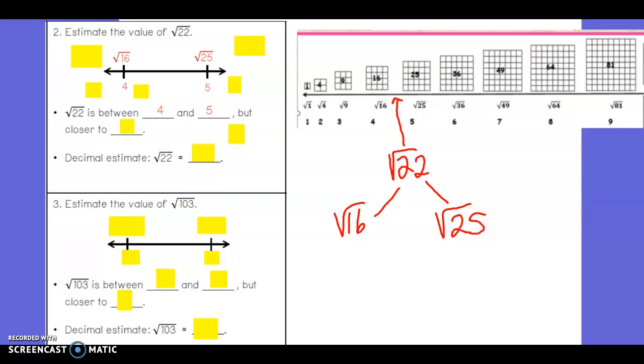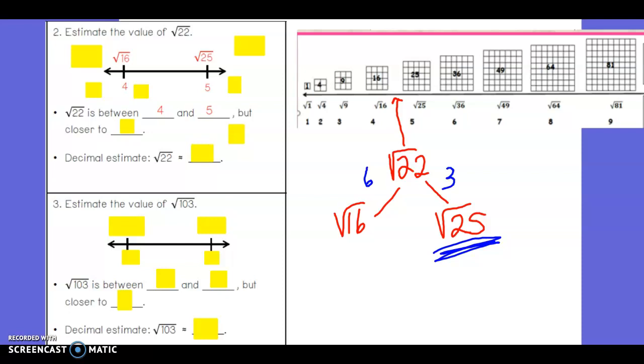16 and 22 are only 6 spaces away, and 25 and 22 are only 3 spaces away from each other. So it's closer to the square root of 25. Now, I need to try to estimate about how far it's going to be.